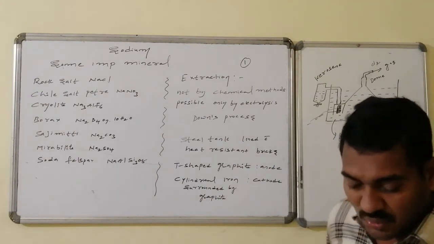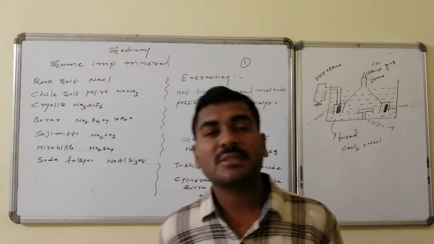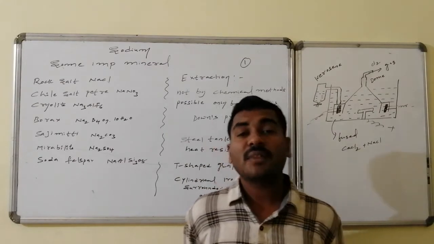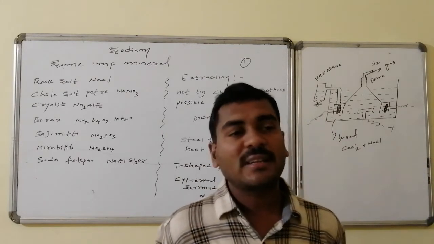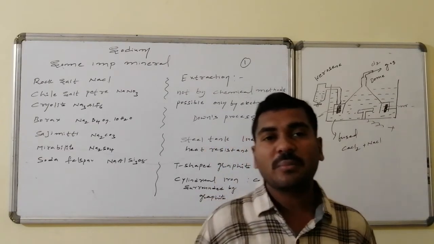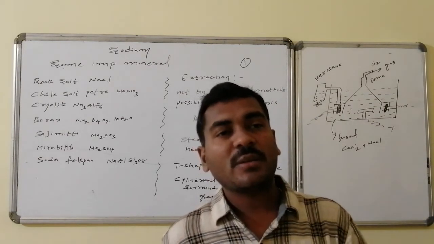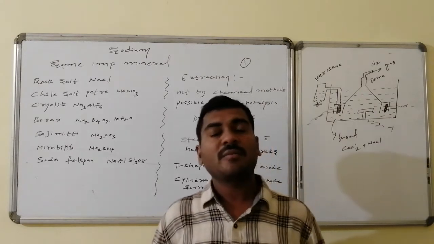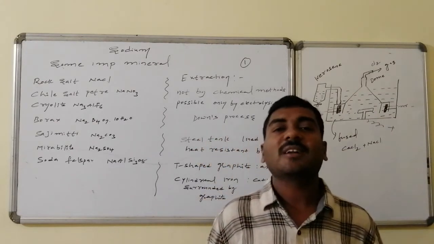Whereas for extraction, sodium is highly electropositive. It is never present in the free state. It is a metal that easily loses electrons. So by normal chemical methods in the laboratory, preparation of sodium becomes difficult. The only method left for the preparation of sodium is the electrolysis method.